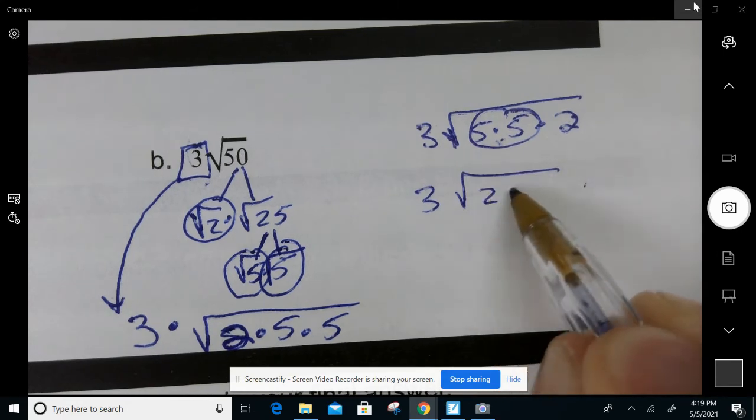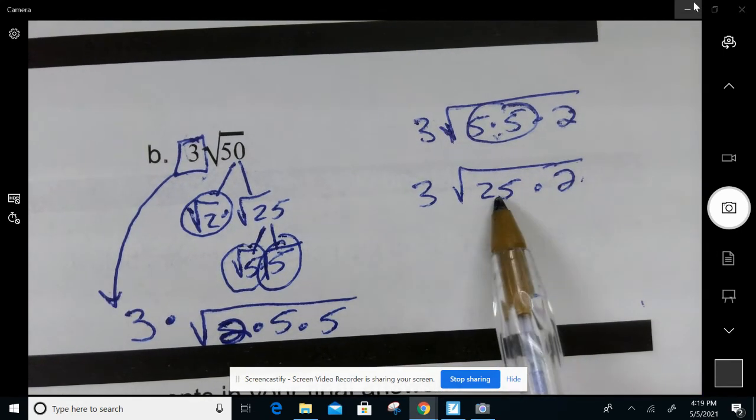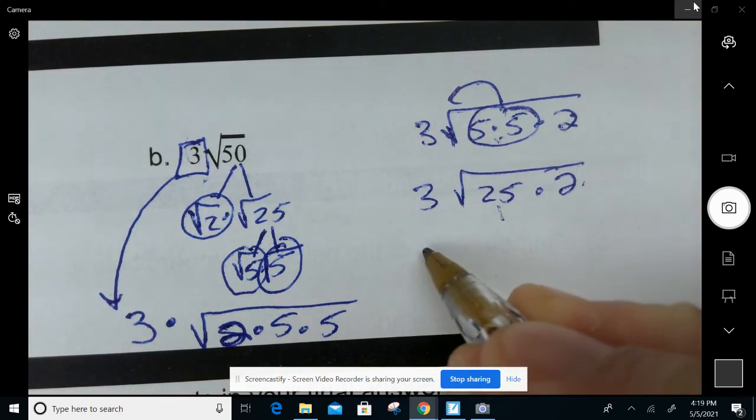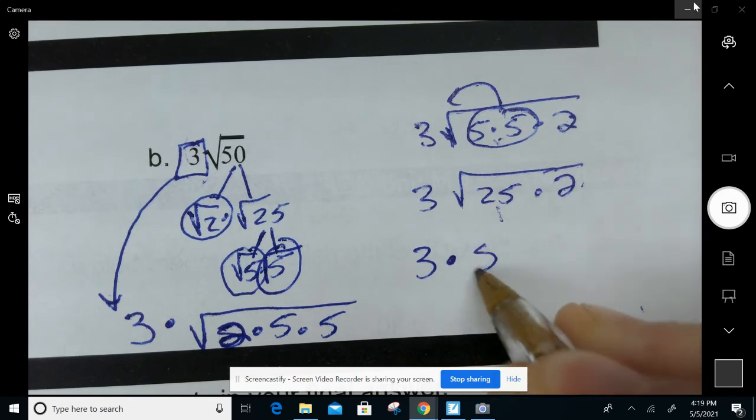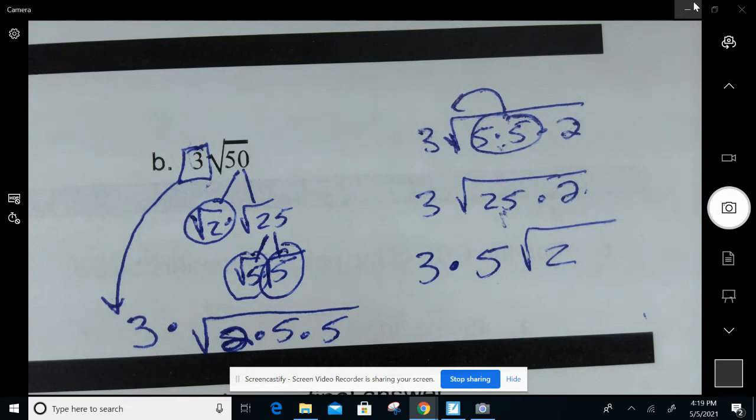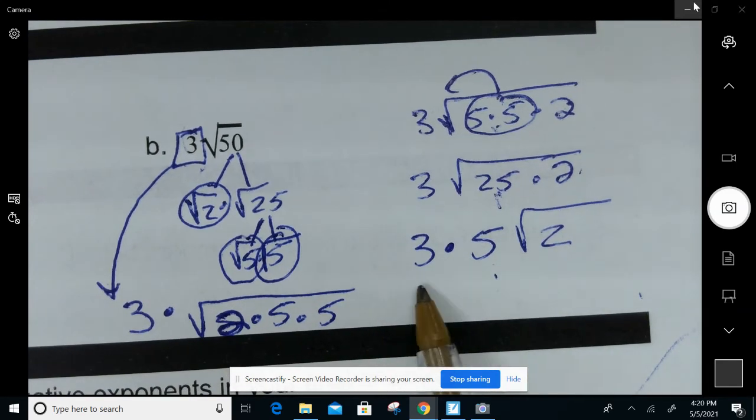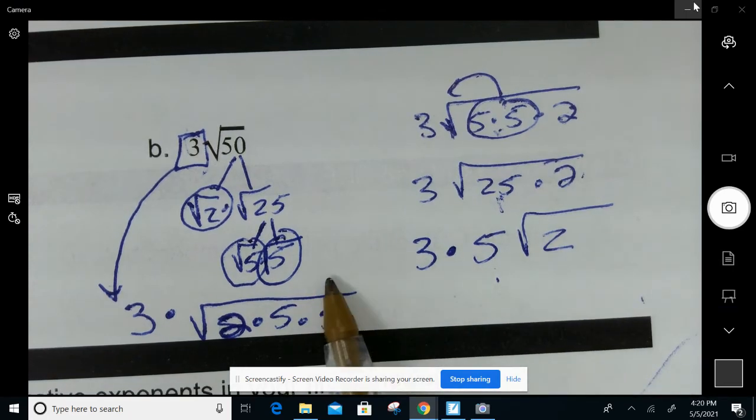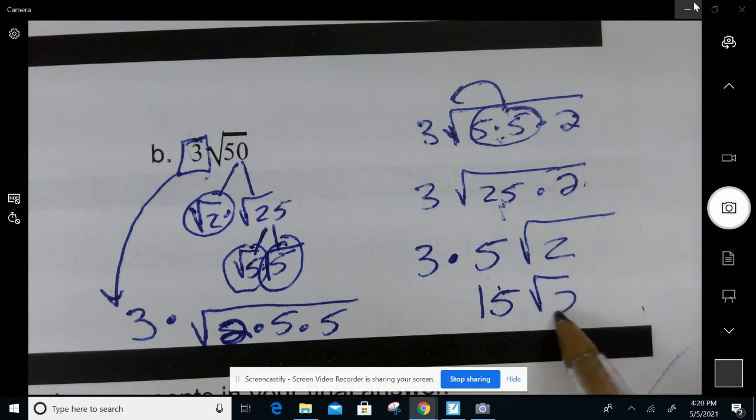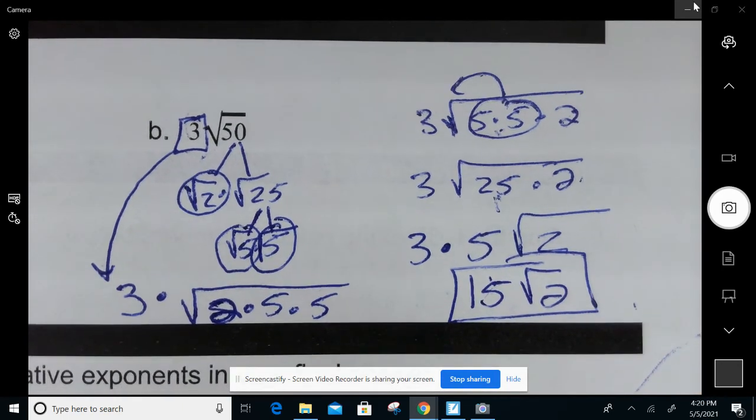In fact, you can rewrite it as the square root of 25 if you want. The square root of 25 is 5, the number 5. So it's going to be 3, 5, and then the square root of 2 is still underneath. Now that the square root of 25 became the number 5, it's on the outside with the 3, and everything's being multiplied, so numbers multiply like numbers. The answer is 15 square root of 2.